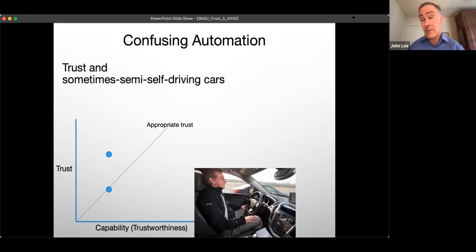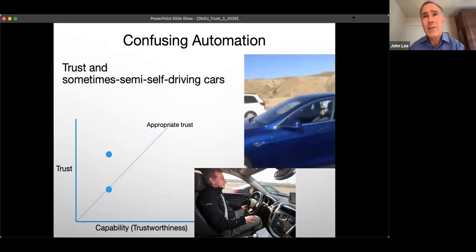Ideally, you'd be like this driver, hands on your knees, ready to take the wheel at any moment, eyes on the road to detect deviations or situations the automation can't handle. But this is maybe more the case. This is a Tesla driver on the road, and you can see kind of fuzzily the orientation of his head. He is apparently asleep in traffic.